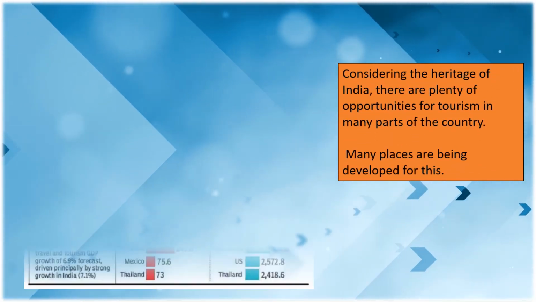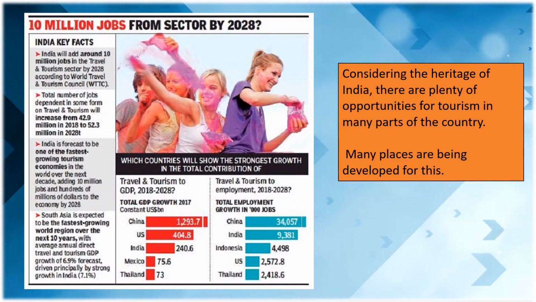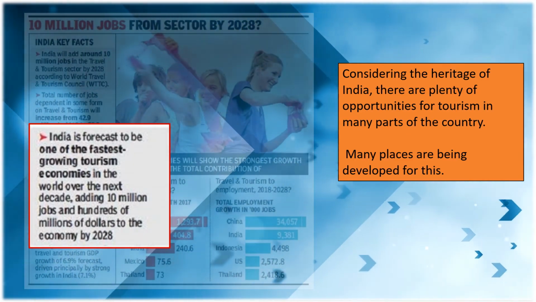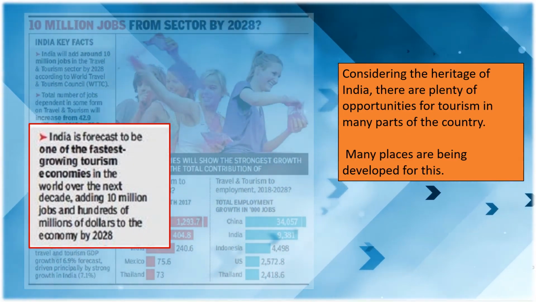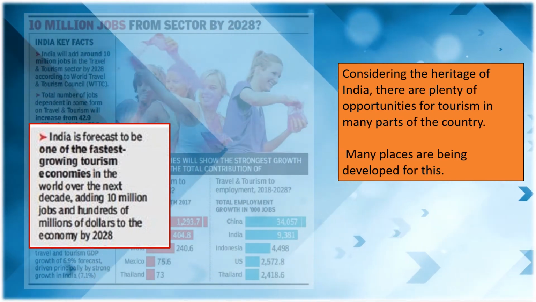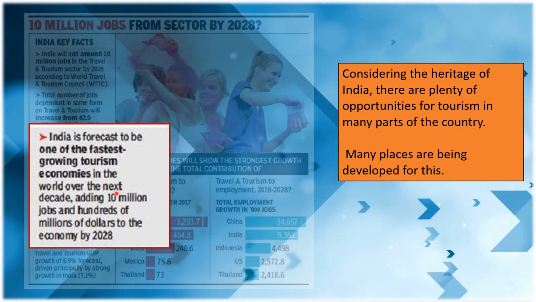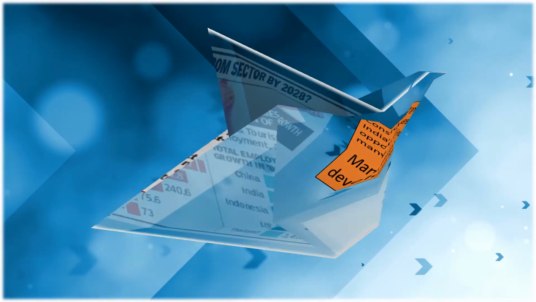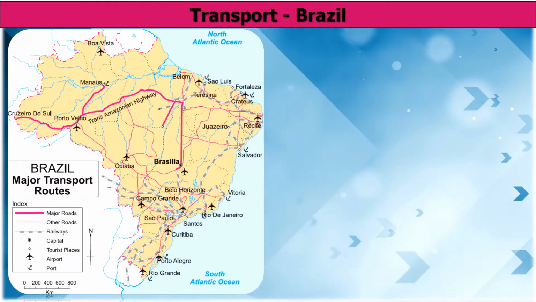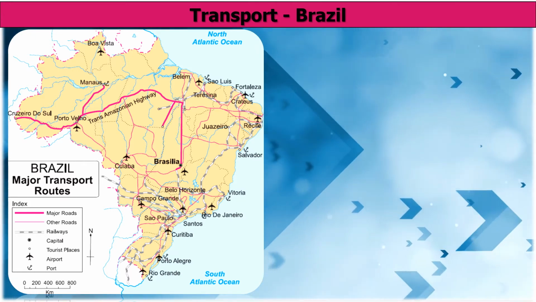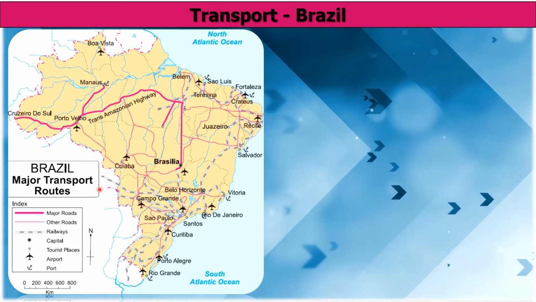Considering the heritage of India, there are plenty of opportunities for tourism in many parts of the country. Many places are being developed for this. Now, this is an article from the Times of India which shows the future of tourism in India. Now let's study the transport system of Brazil with the help of a map and answer the questions based on this particular map. Now, this is the index.